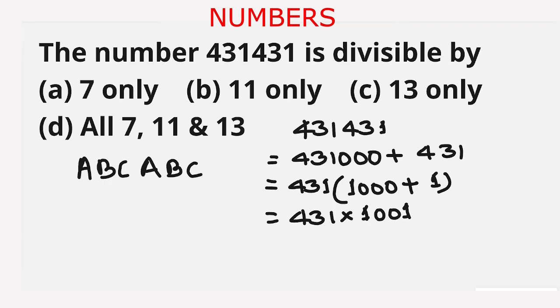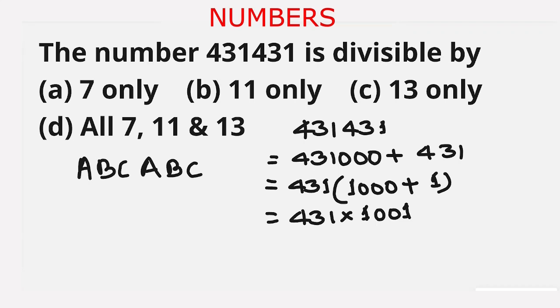Now we divide 1001 by 7. 7 times 1 is 7, balance is 3. We carry 0, so it is 30. 7 times 4 is 28. 30 minus 28 is 2. We carry 1, so it becomes 21, and 7 times 3 is 21. So 1001 is divisible by 7.